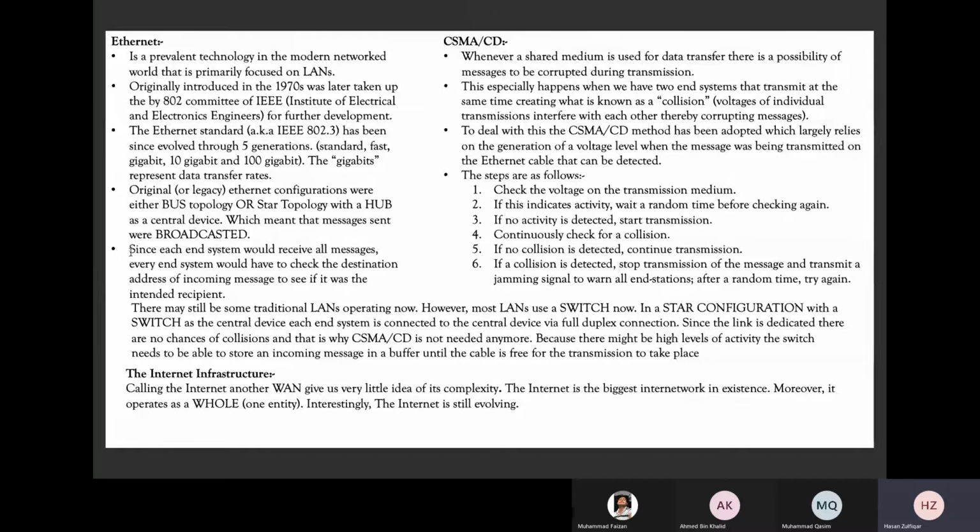Now, since each end system would receive all messages, every end system would have to check the destination address of the incoming message, and the address they are looking at is the MAC address. That is the address that is linked to each connecting network interface card. In the previous lecture, we also discussed the network interface card, and that is the device that allows network connectivity of any kind to all devices that are capable of connecting to a network.